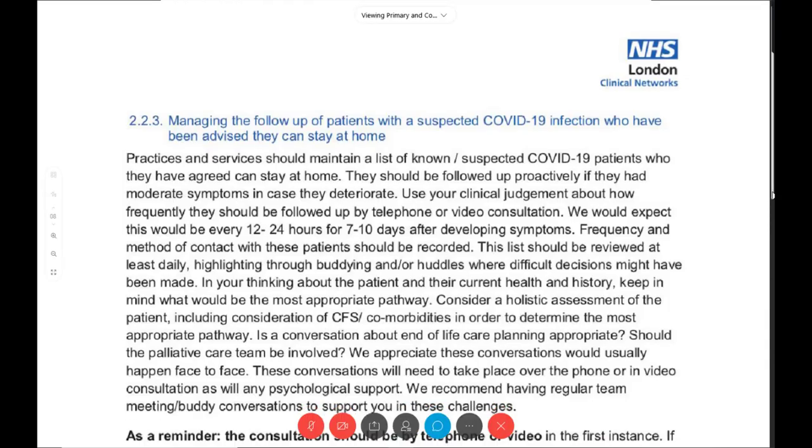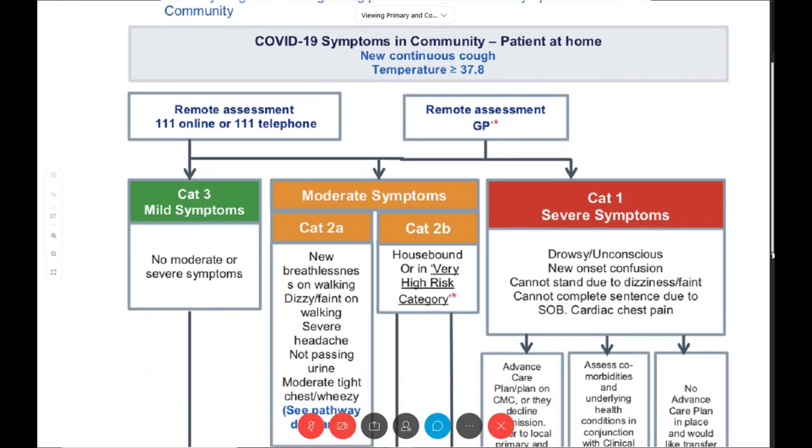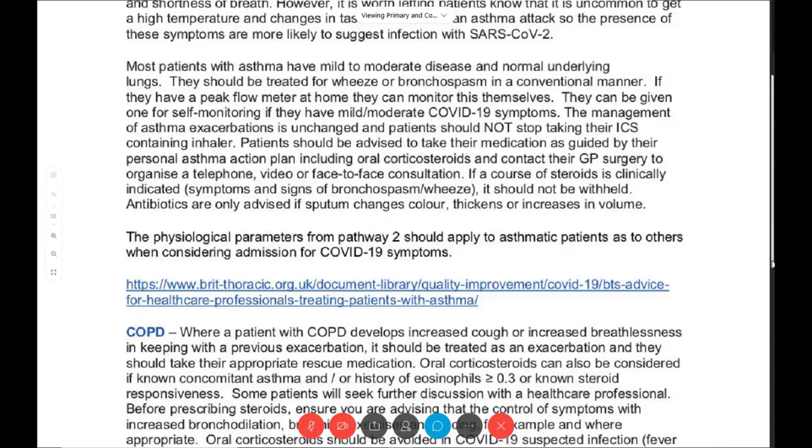So that's just an explanation of what we just said. Oops, sorry, I've just gone down the wrong slide.